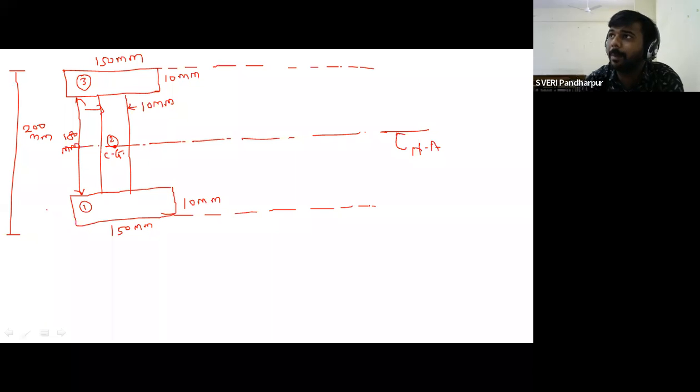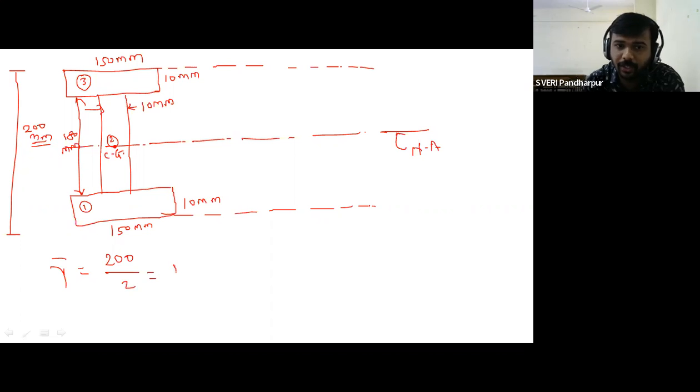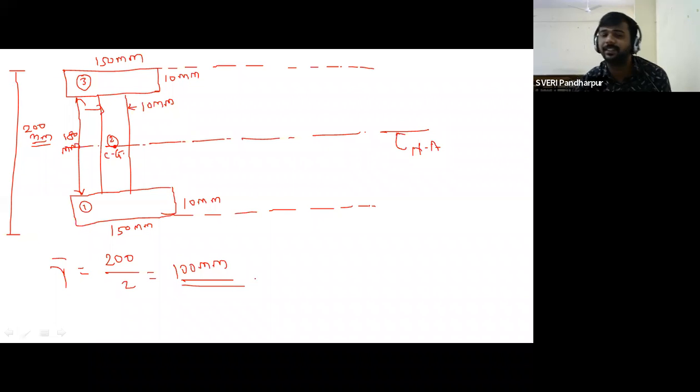So now how to calculate the y bar? For the symmetrical I section, a direct formula is available: total height divided by 2. कारण total I section ची height किती आहे, 200 mm. Directly y bar is equal to 200 divided by 2, which is equal to 100 mm. Directly we can calculate the y bar like this because this section is symmetrical about x axis.